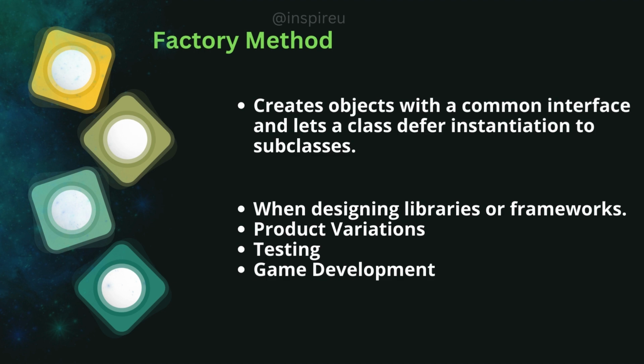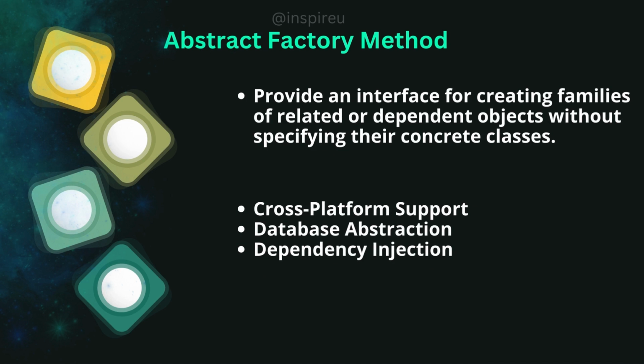Also, we can use this method when we need to produce variations of a product without modifying the client code. In unit testing, we can use factory methods to create objects for testing without directly connecting the real objects. This allows us to isolate and control the behavior of dependencies. In game development, the factory method pattern can be used to create different types of game entities, characters, which allows for easy expansion and customization of the game.